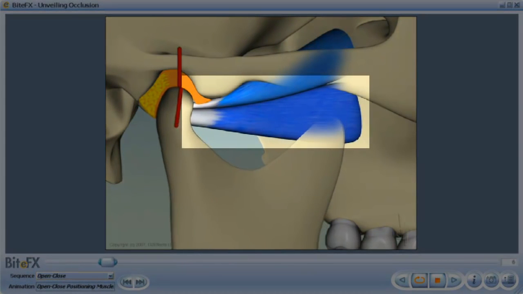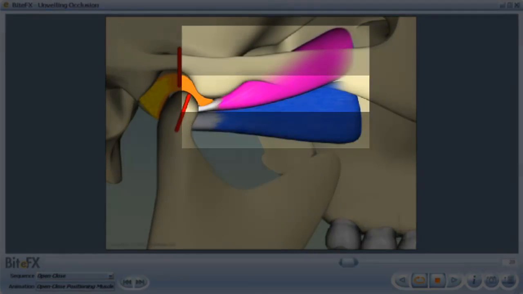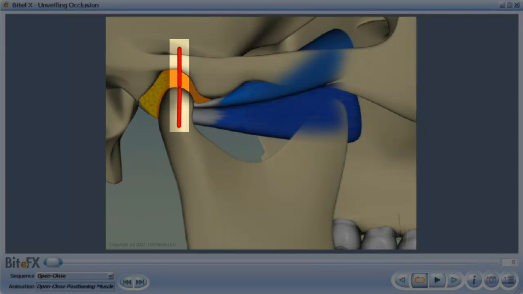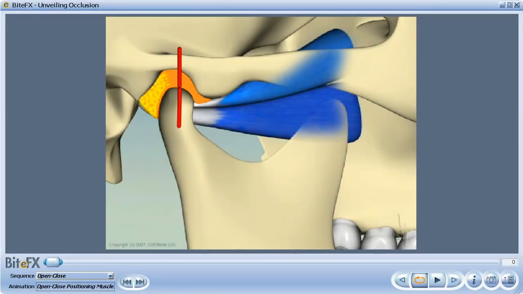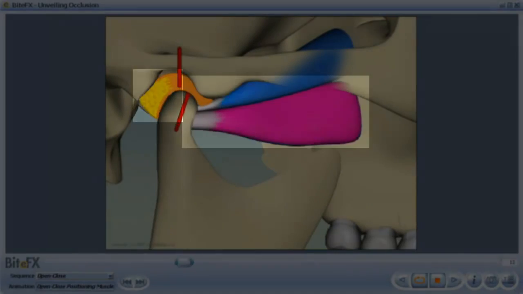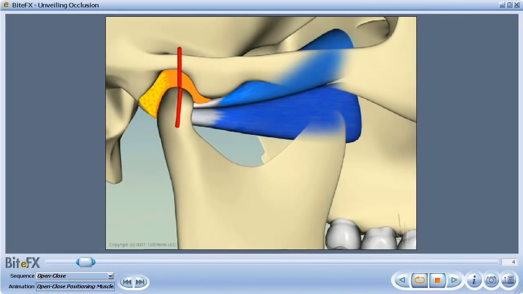A lateral muscle tenses to pull the jaw forwards, and its partner tenses as the jaw closes to help hold the TMJ disc in place. The vertical lines in these animations are placed to show where the jaw should be when it is properly seated. So you can see that there are several elements that make up the jaw joint, and they need to work in harmony for the healthy functioning of the jaw.